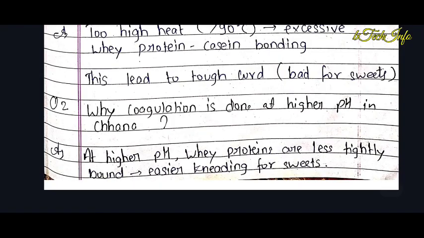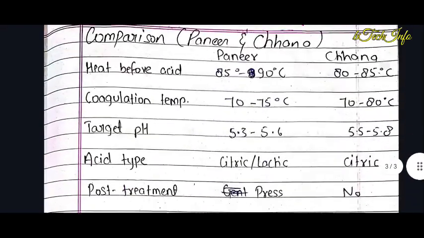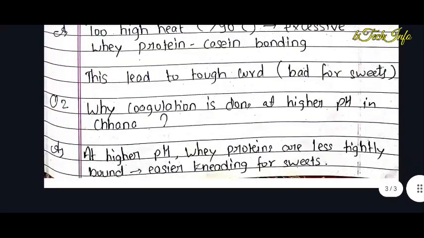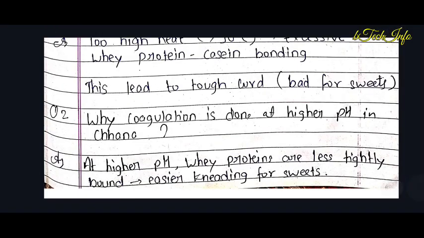Second is, why is coagulation done at higher pH in chena? Coagulation is done at about 5.5 to 5.8 pH, because at higher pH whey proteins are less tightly bound. If whey proteins are less tightly bound, there is easier kneading for sweets. Again, it is very important, this should be understood. So thank you everyone.